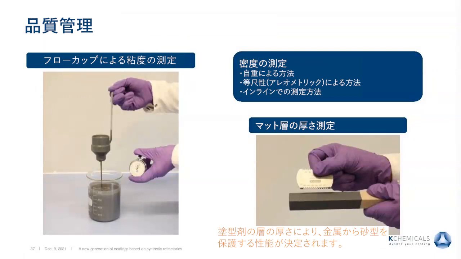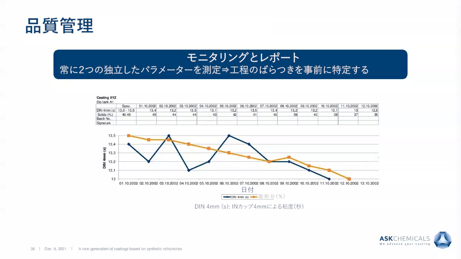Finally, of course, the matte layer thickness measurement is important because the layer thickness determines the protection of the coating to the metal. The monitoring and reporting is also very important. Better to always measure two independent parameters, because then you can proactively identify if there is some process variation.